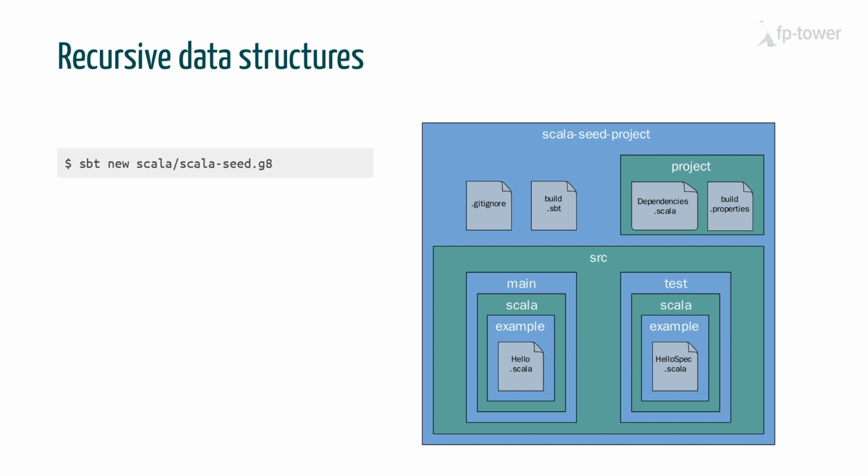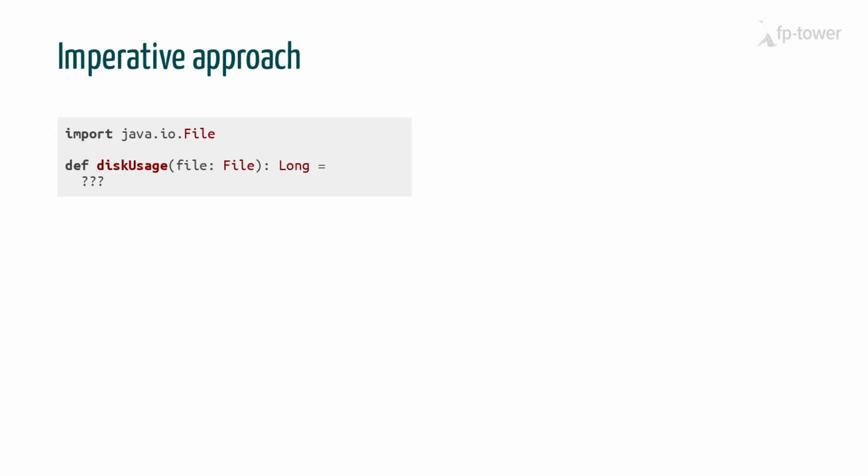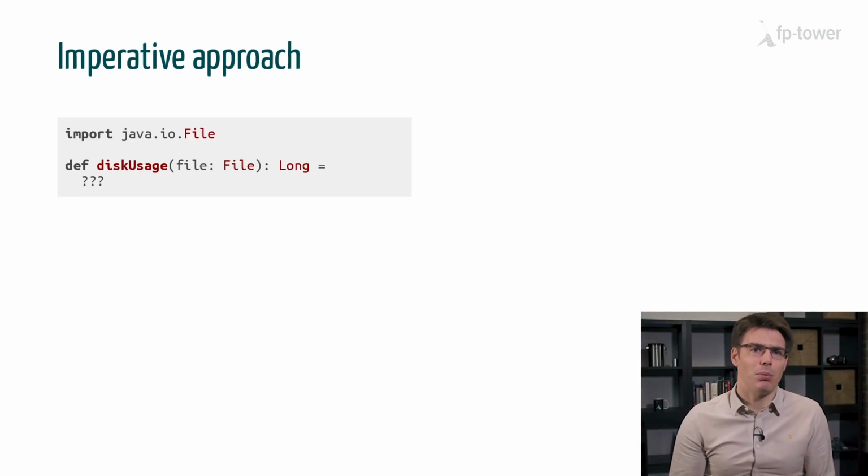Let's say we want to calculate the size of this directory. Using the command line, it's pretty straightforward. We can use the command du, which stands for disk usage. But the question is, how do we do this in Scala? Let's start with an imperative approach. We'll first need to define a function that takes a Java I/O file and returns a long, representing the size in bytes. Then the next step is to differentiate whether the file is a directory or a normal file.